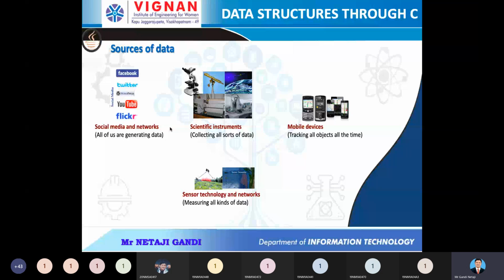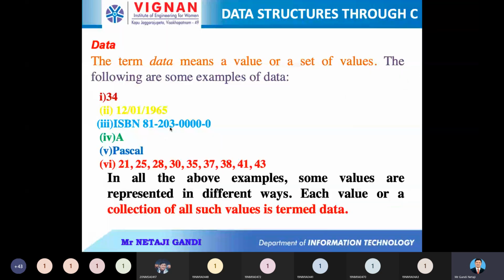Data means a value or set of values that can be stored in a particular variable. According to the C language, data can be stored in two forms: one is variables, and the other is constants. Try to understand here: 34 is data, and 1965 is data.